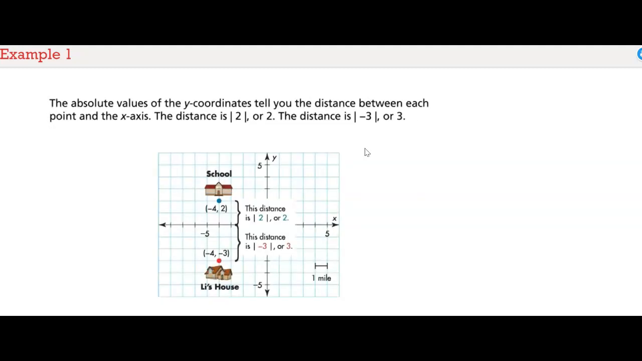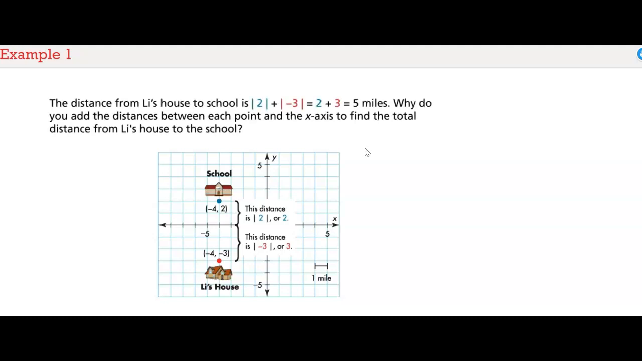The absolute values of the y-coordinates tell you the distance between each point and the x-axis. This distance is the absolute value of 2, or 2. This distance is the absolute value of -3, or 3. The distance from Lee's house to school is the absolute value of 2 plus the absolute value of -3 equals 2 plus 3 equals 5 miles.